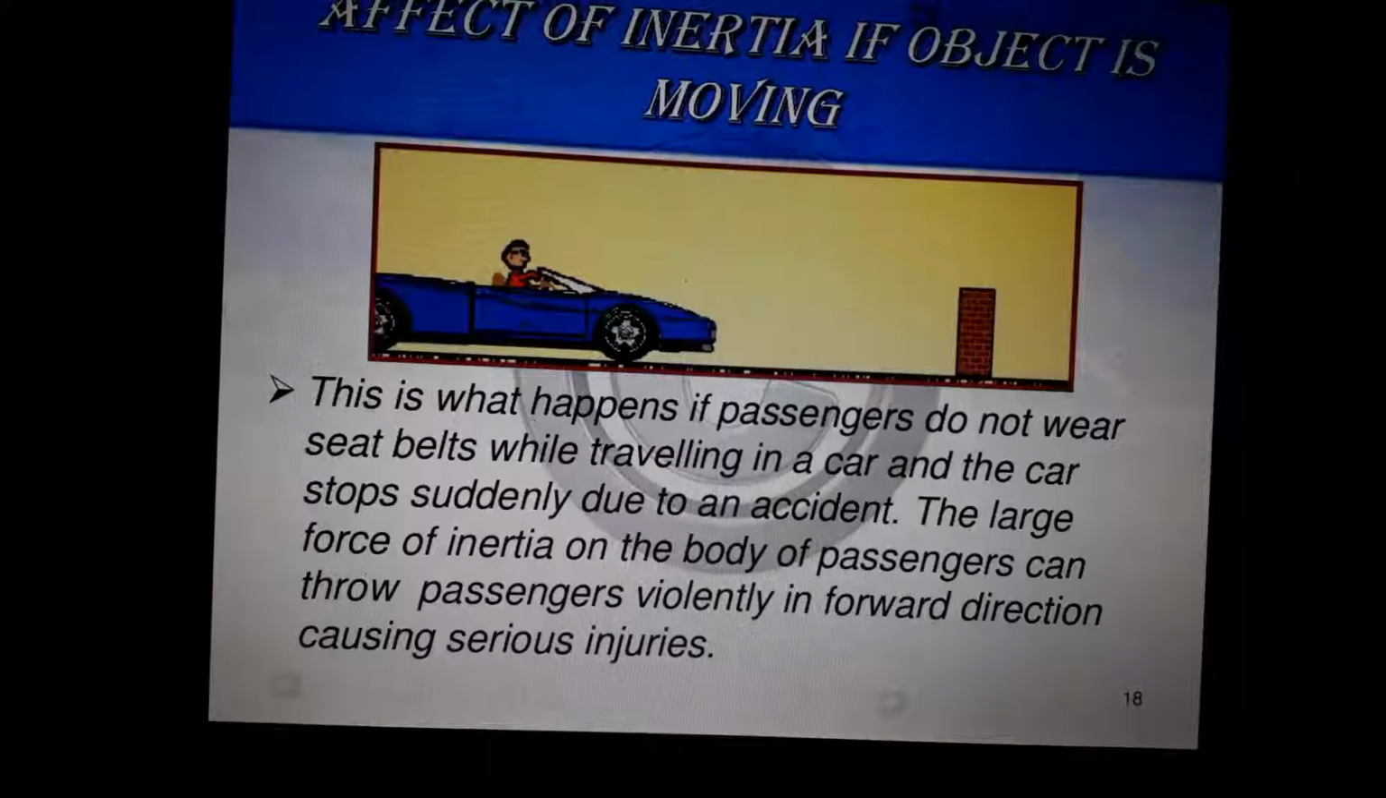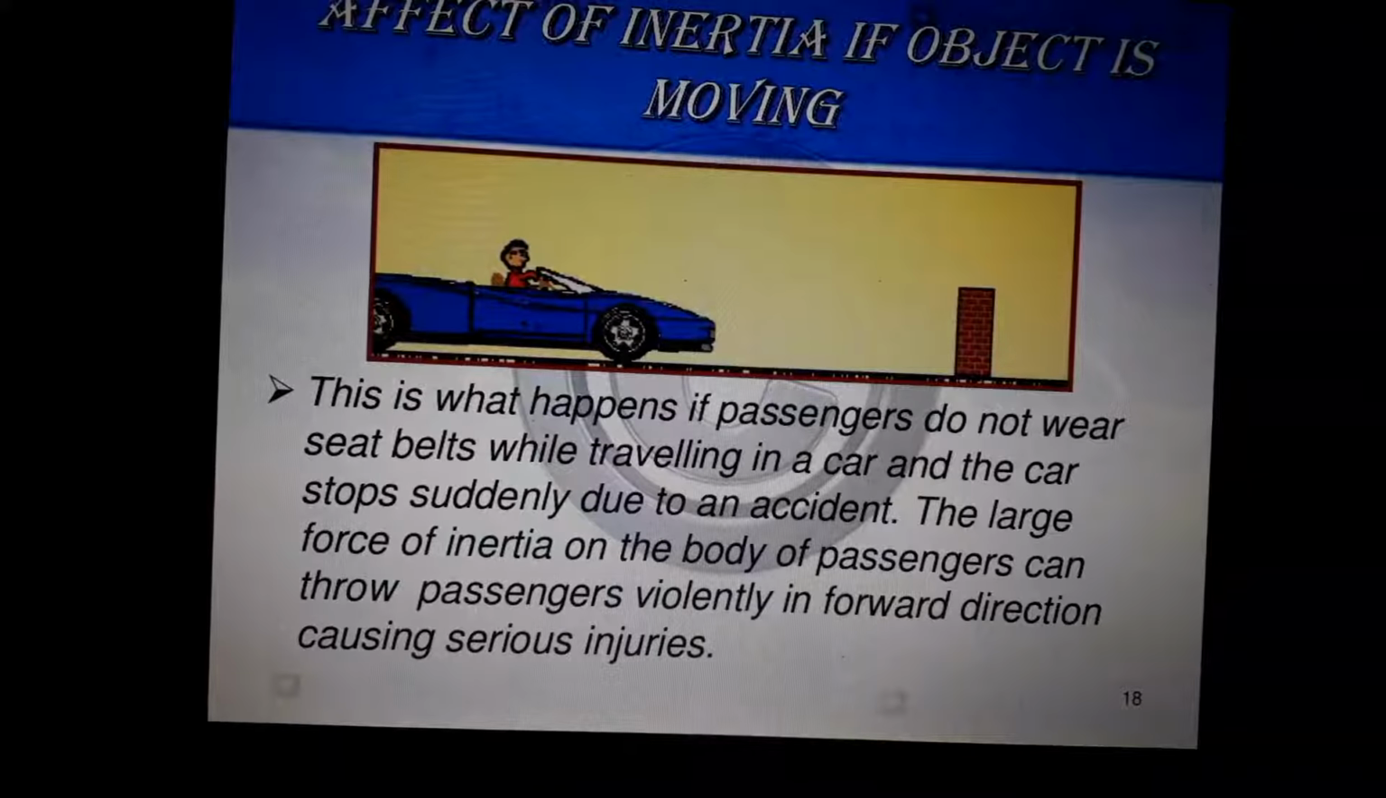The definition of inertia is this: the property of a body which tends to stay at rest, or in uniform motion, or in a single direction, unless an unbalanced force acts on it. Actually, the first law of motion is about inertia. Understand? That we will study in the next classes. For this class, it's only one thing, called inertia. I will give the definition and some photos by which we can understand inertia.